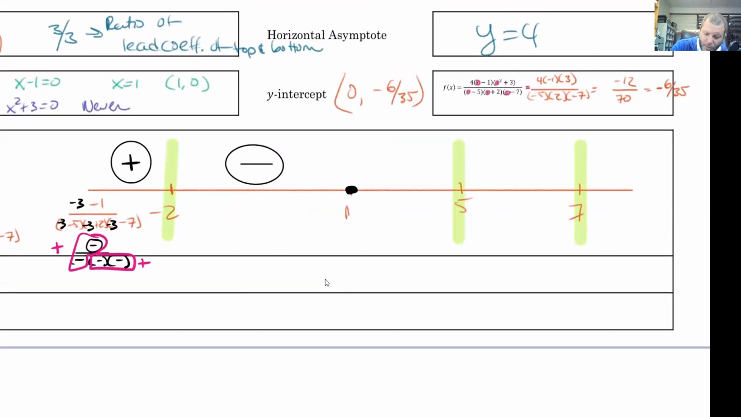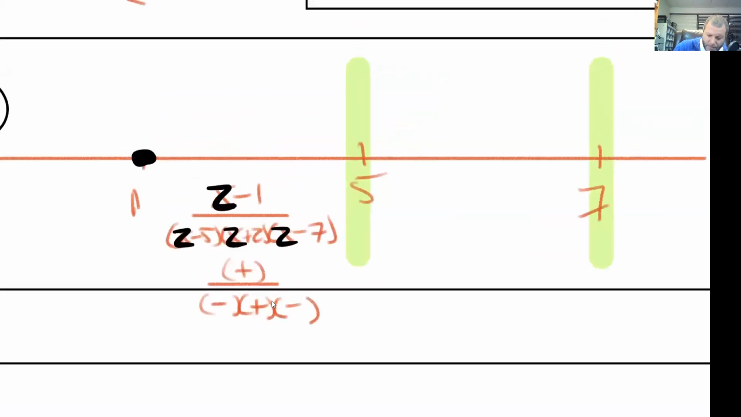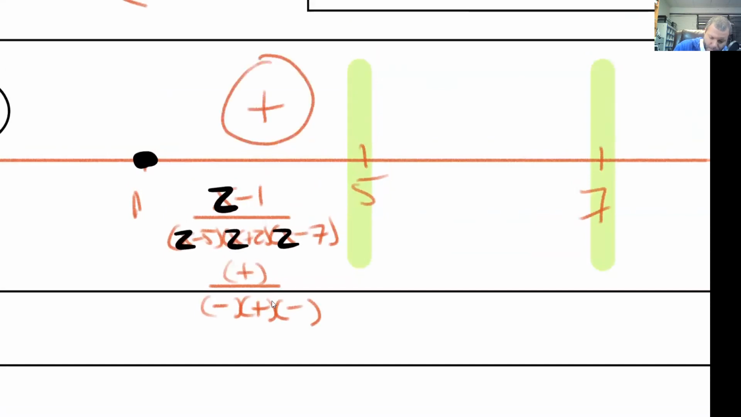If I plug in something between 1 and 5, like say 2, I'm just going to do it over here. So 2, 2, 2, and 2. I'm going to end up with a positive number in the top, 2 minus 1. 2 minus 5 is negative. 2 plus 2 is positive. 2 minus 7 is negative. So again, I have an even number of negatives. That's going to be a positive value.